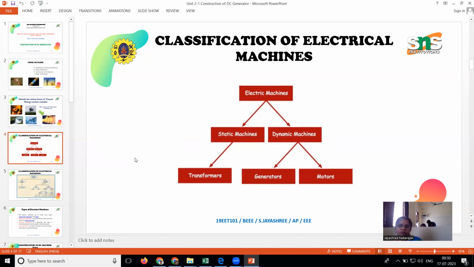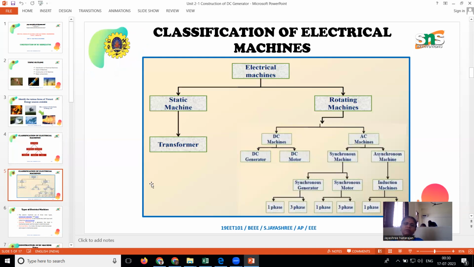Whereas generators and motors are dynamic machines because the rotor is rotating. There are various rotating elements. So these machines we call dynamic machines. Generators and motors are dynamic machines. Then coming to another classification. The static machine is a transformer, and rotating machines are DC machines and AC machines, based on the supply. It is classified into DC and AC. In DC machines, there is a DC generator and a DC motor.